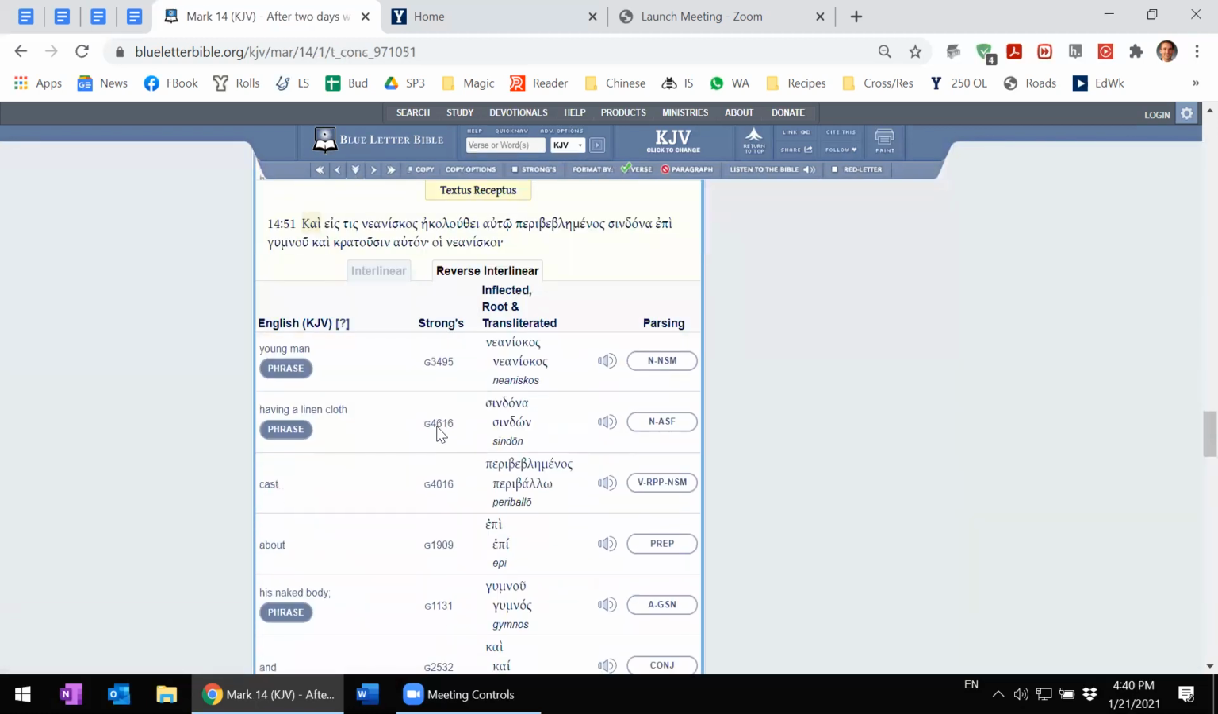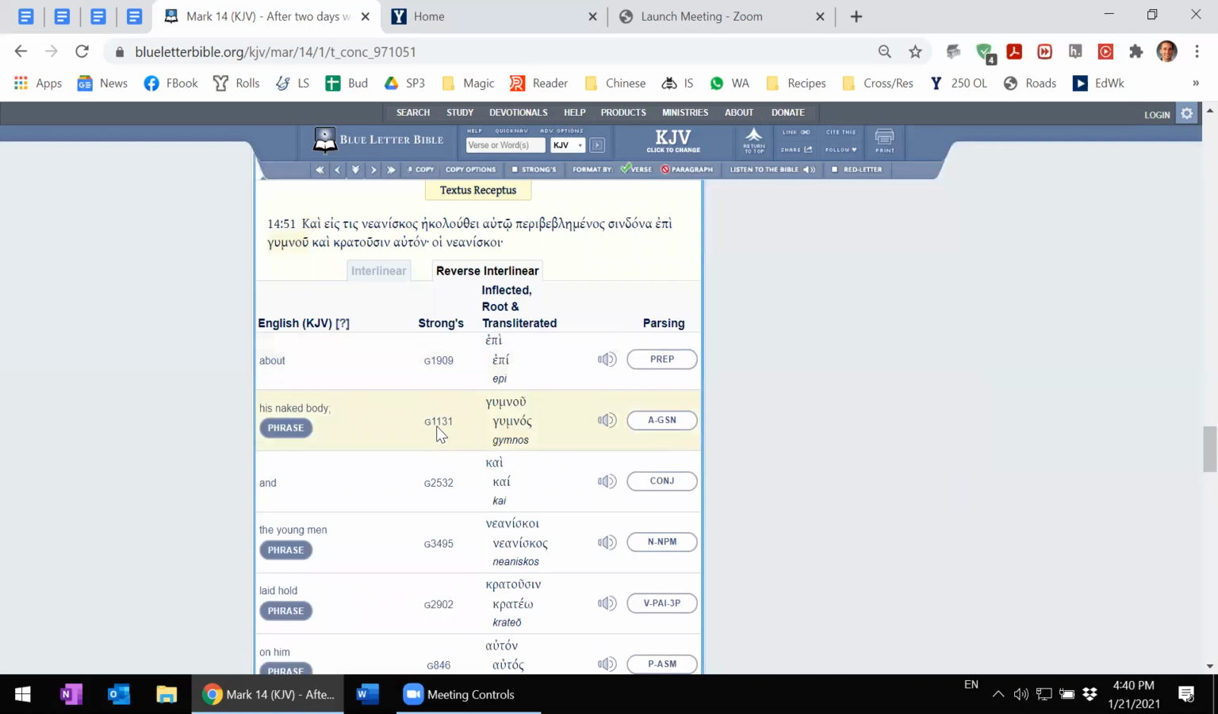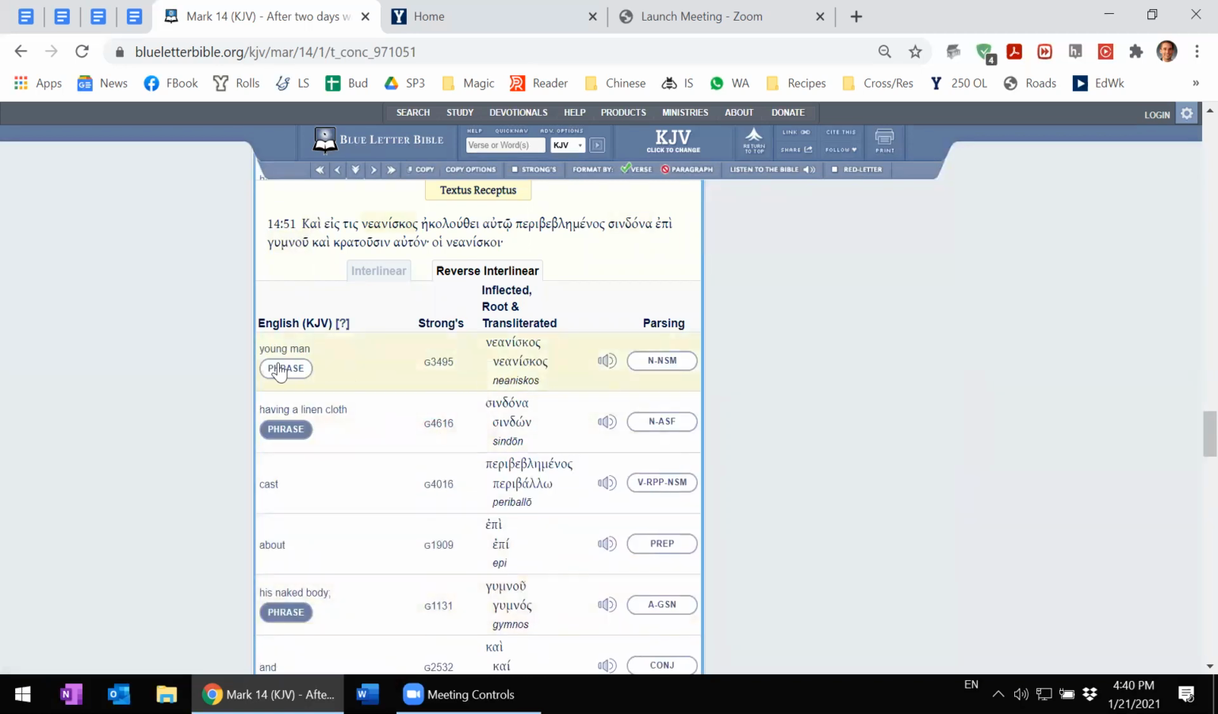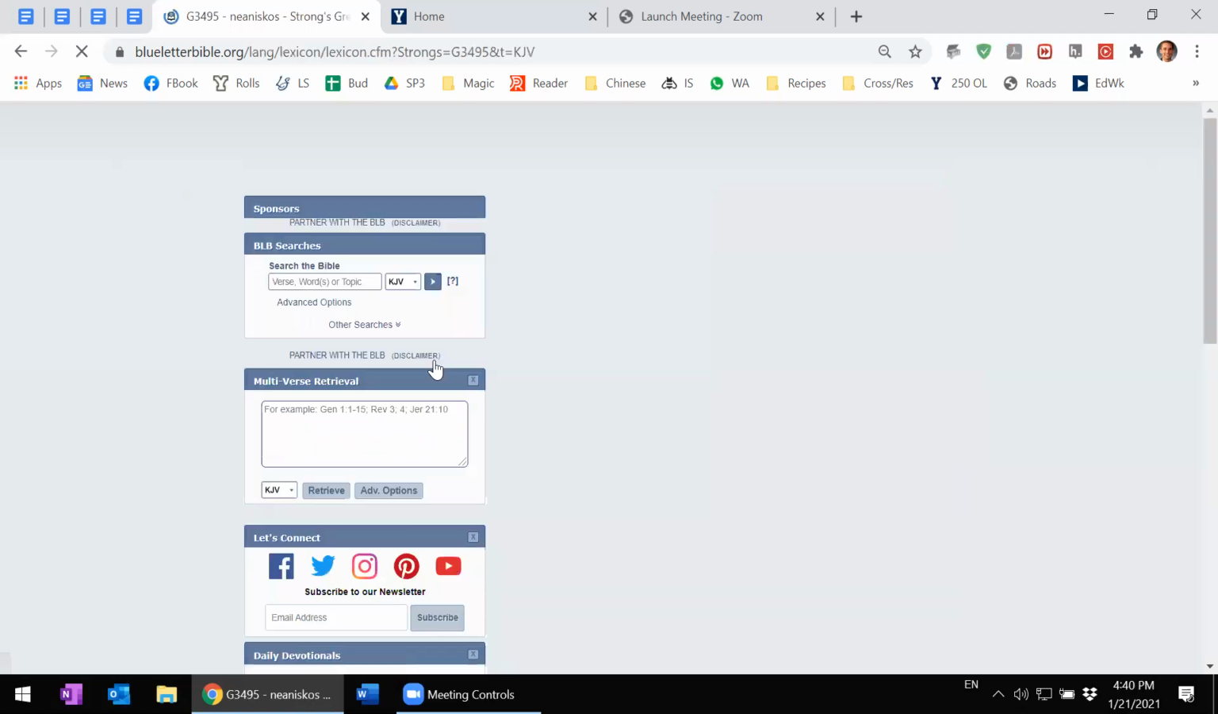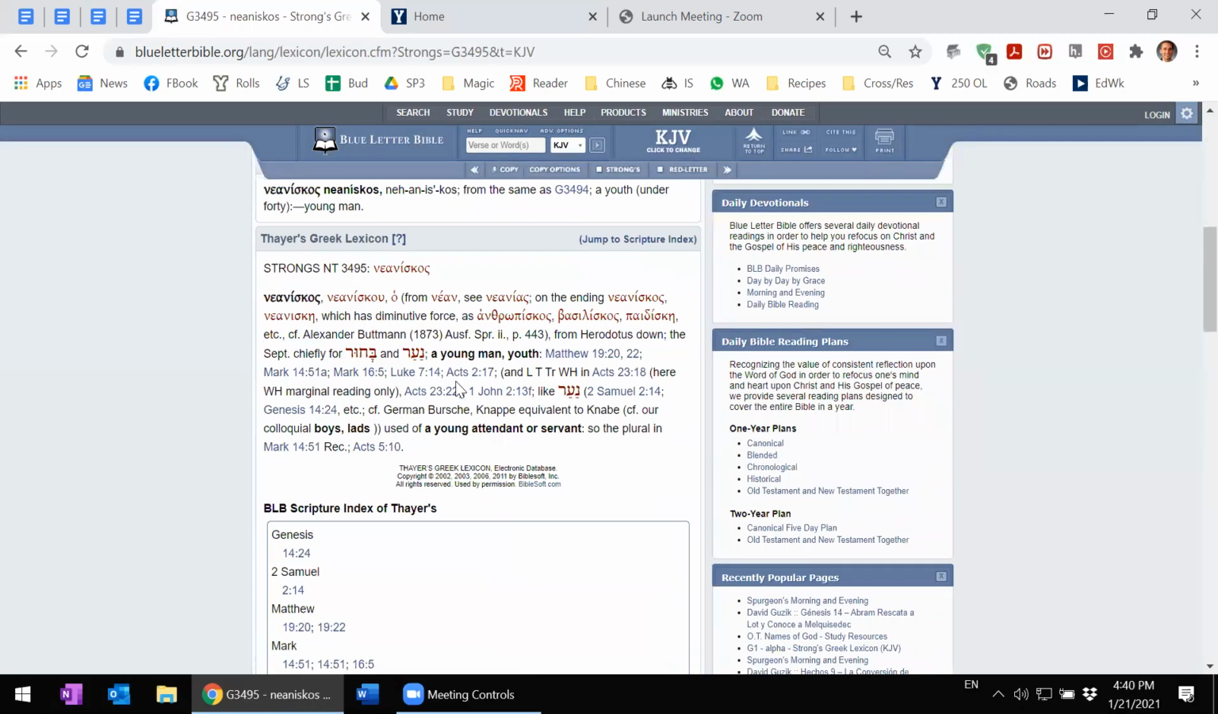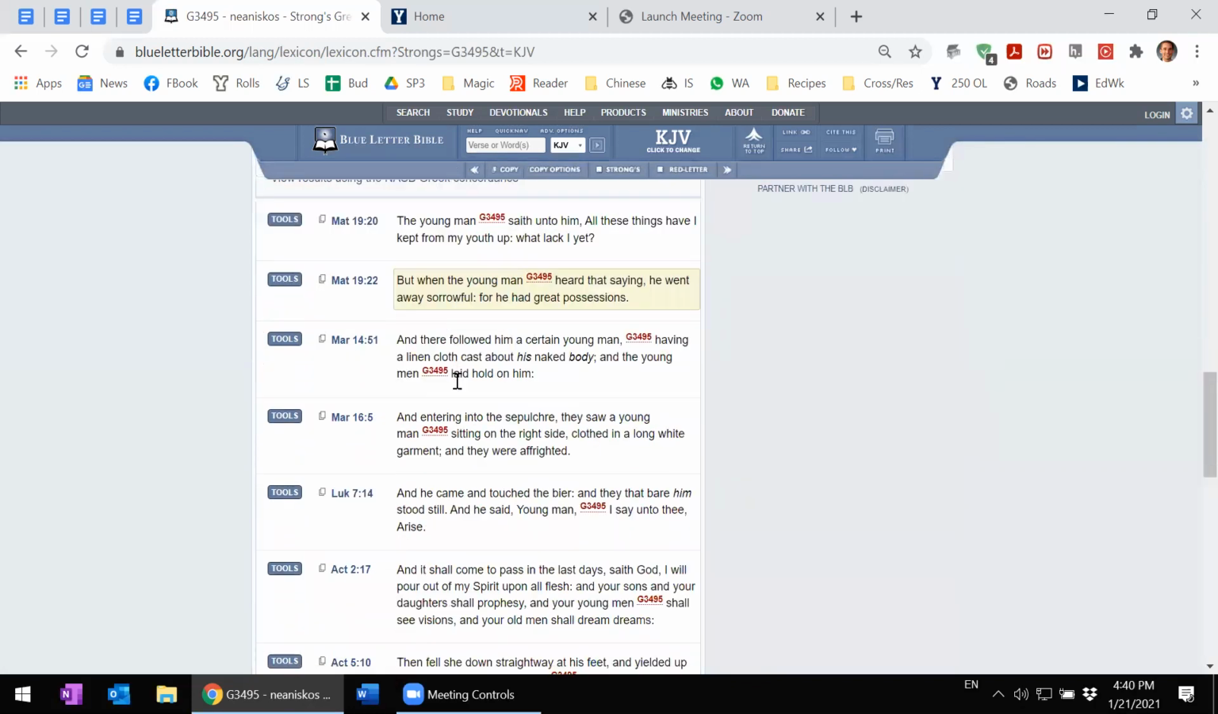So if we were to go here and look at this, and let's just say we're kind of curious about this story, we want to look up young man. What is this young man that is being talked about here? If we scroll down to see where it is used in Mark, it's used twice in this verse. But then notice in Mark 16:5, the only other time we see this Greek word: "And entering into the sepulchre, they saw a young man." And there's a couple of other textual similarities between the young man who flees naked and then the young man who's clothed in a long white garment at the tomb.